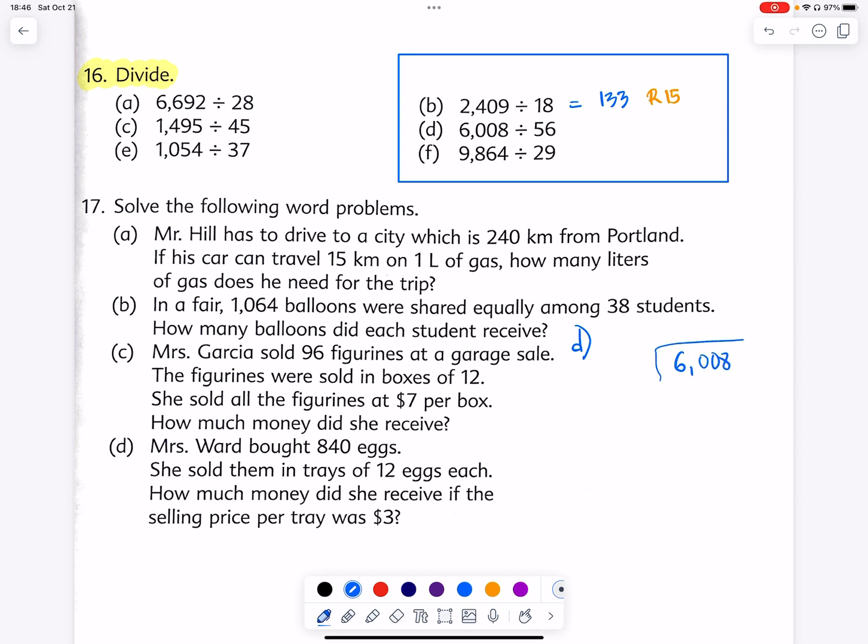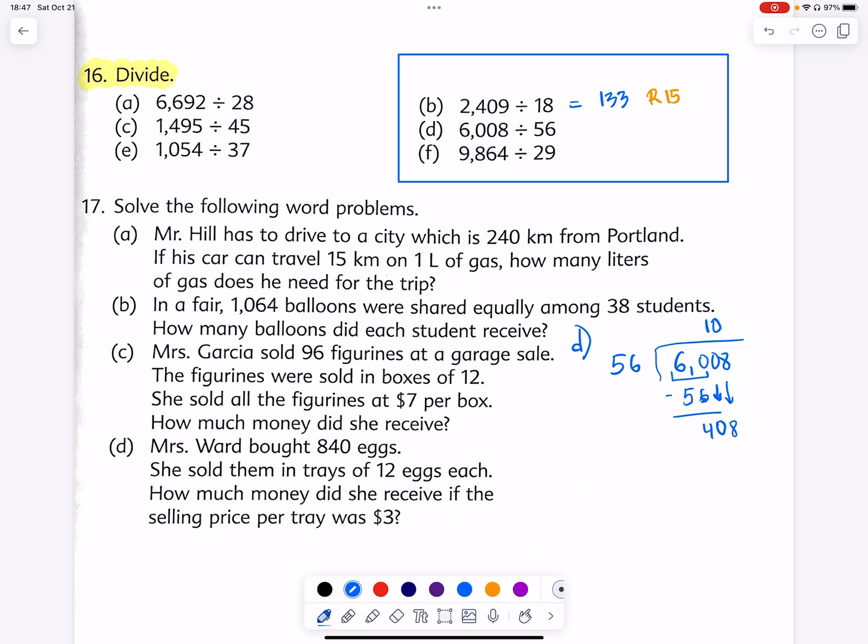6,008 divided by 56. Well, 56 does not go into 6, but it goes into 60. How many times? One time. 56. Let's find the remainder is 4. Bring down the digit. Does 56 go into 40? No, it doesn't. We must put a placeholder. That's our 0. And continue bringing down the next digit.